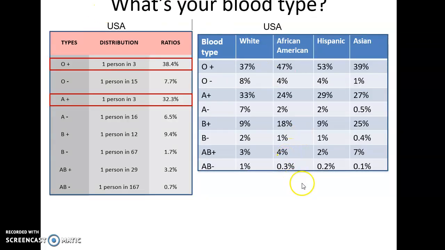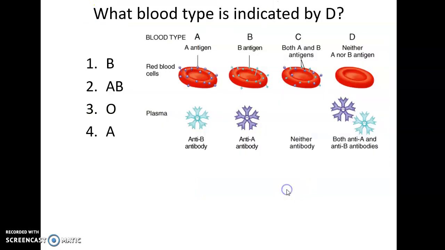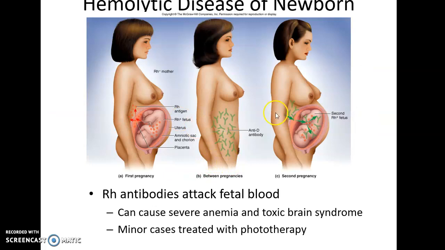This is just the ratio. Doesn't really matter, but if you can look at it if you want. So we have column D, it's O positive. We'll skip that.